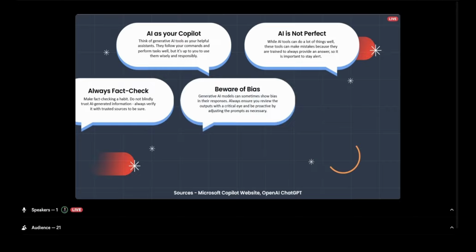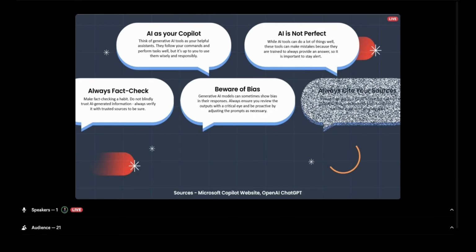Again, beware of bias. Generative AI models can be biased in some cases, so you need to ensure that whatever outputs you get, you are thoroughly reviewing them. You're not just blindly copying and pasting them somewhere else. So it is important that you are aware of the bias. Again, cite your sources well. As you can see on my screen as well, I have cited the sources for whatever we have discussed till now. So cite your sources very well.